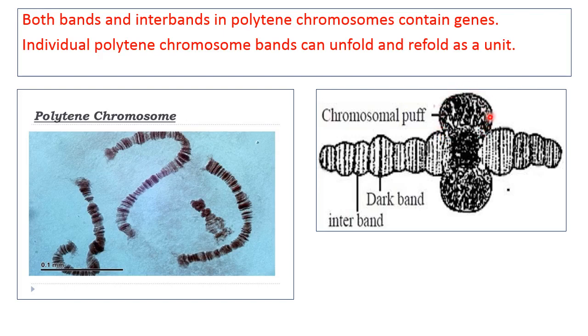dark band, or the DNA of this dark band, gets open, and this is known as the chromosomal puff. It means this portion is now relaxed or open to form the necessary proteins, and at another time this particular portion will be refolded or compacted, and another portion will be unfolded to form the necessary protein.